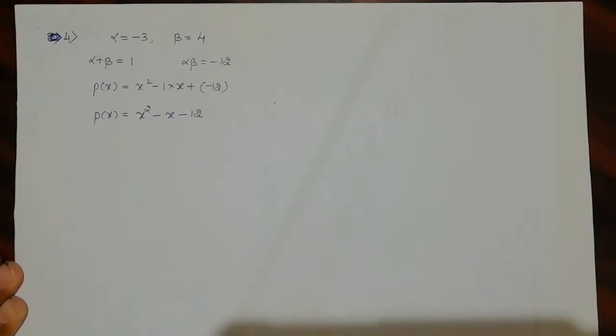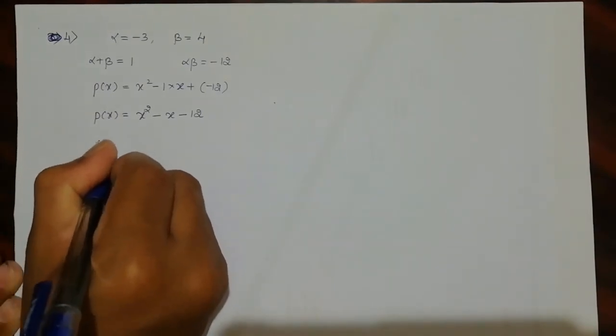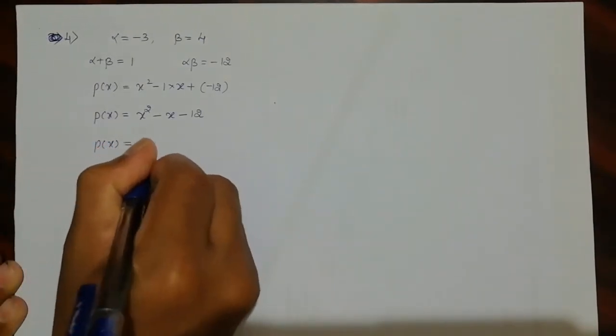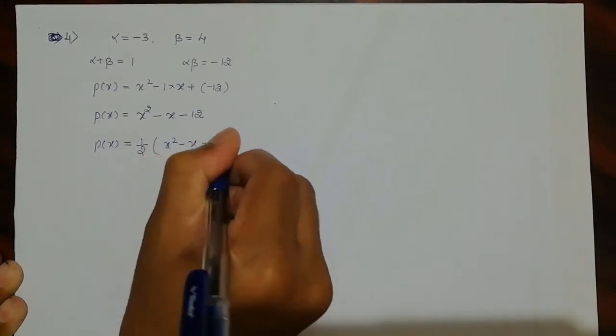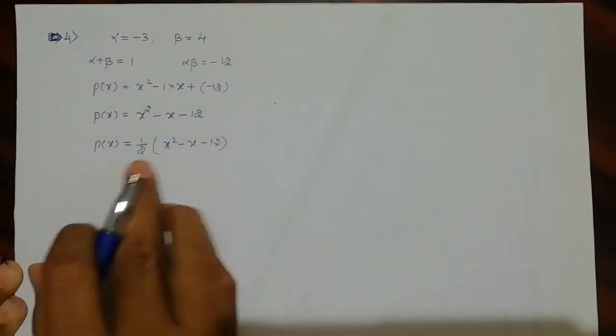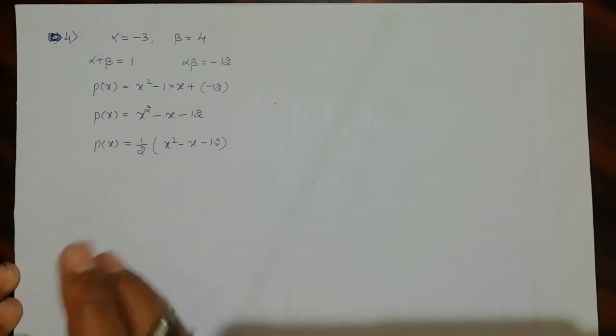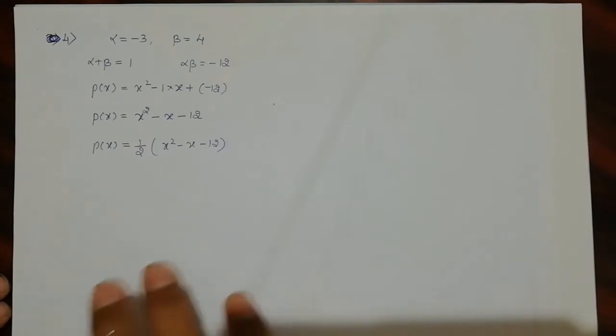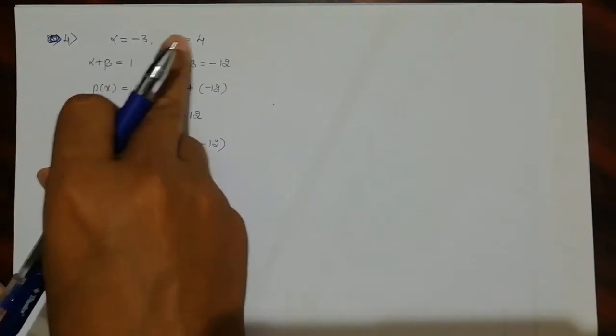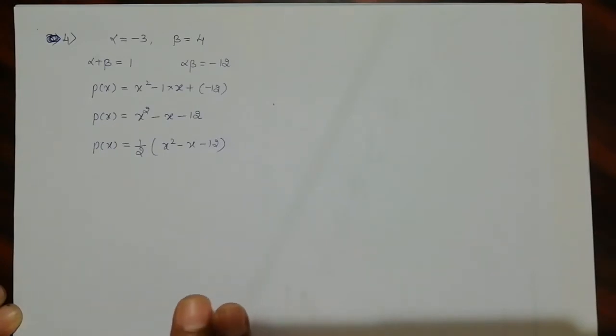Okay, so that's why I'm going to do like this. Now I'm going to multiply this one by what? 1 by 2. Now look at here, x square minus x minus 12. If you multiply this one by 1 by 2, it will look like a different polynomial, but its zeros are still minus 3 and 4. Remember this fact. I have explained this one already in the classes.